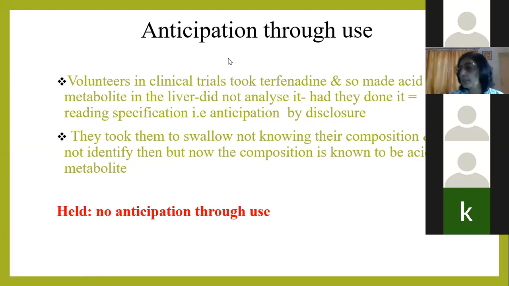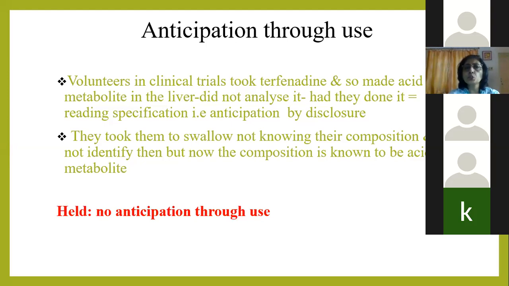The court found that the volunteers who were taking the acid metabolites in their livers didn't analyze it. They didn't know what was happening in their liver when the drug was being taken. Had they analyzed it, they would have found that it is an acid metabolite, and it would have been equal to reading a disclosure of the acid metabolite.